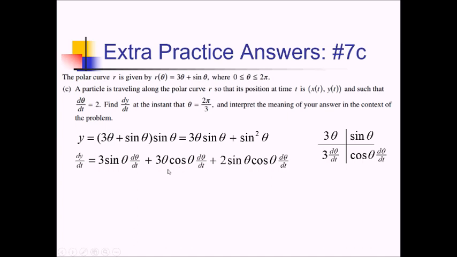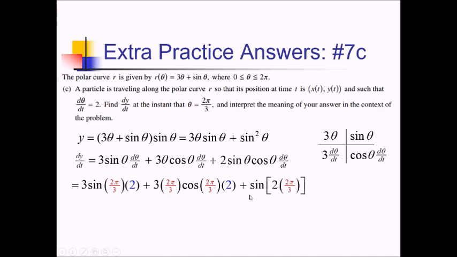All right, at this point we have to plug in some things. Eventually they wanted us to figure out dy over dt. So that means we have to plug things in for theta and d theta over dt. And it looks like that's all that we have to plug in for. So we're going to have 3 times the sine of, they said theta was 2 pi over 3. And they said d theta over dt was 2. Plus 3 times, again, 2 pi over 3, and cosine of 2 pi over 3 times 2. Plus 2 times sine of 2 pi over 3 cosine of 2 pi over 3.